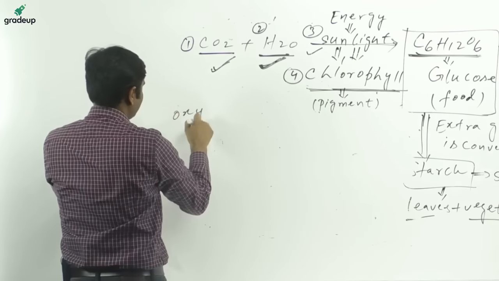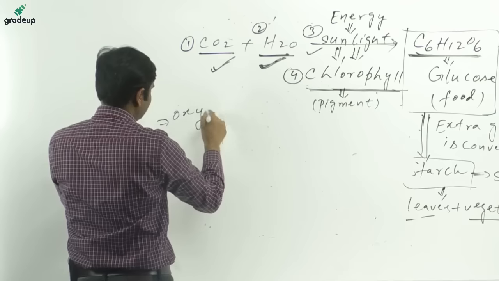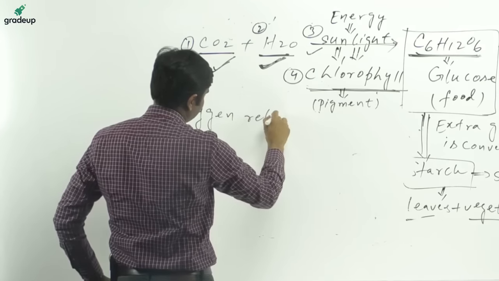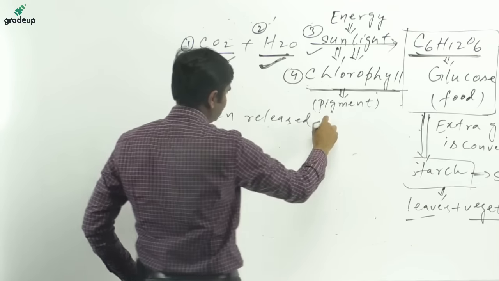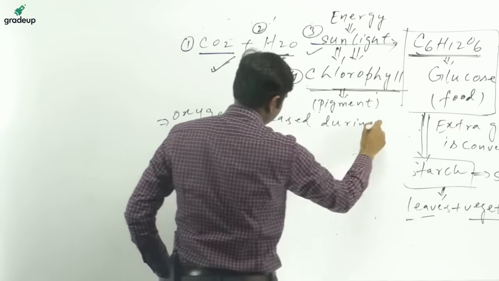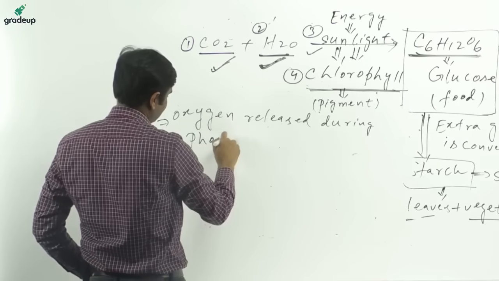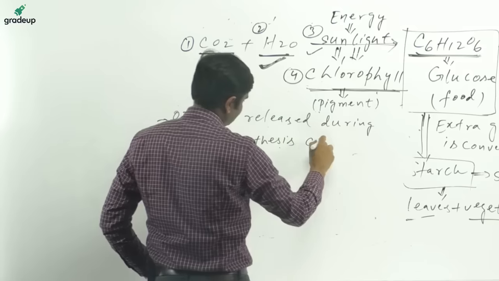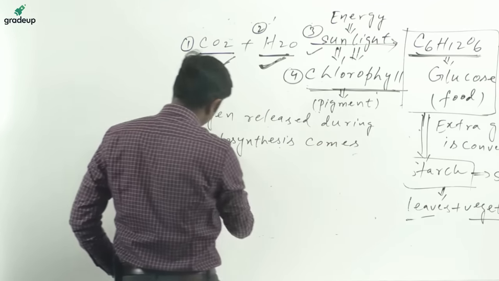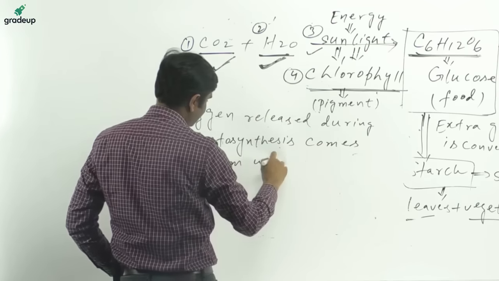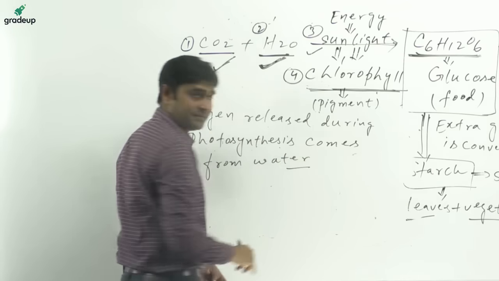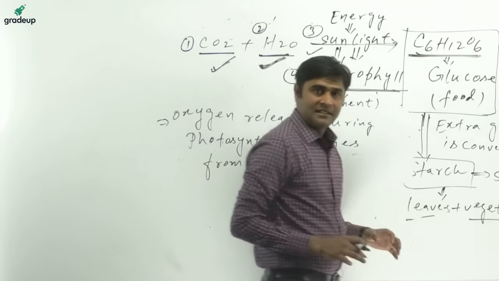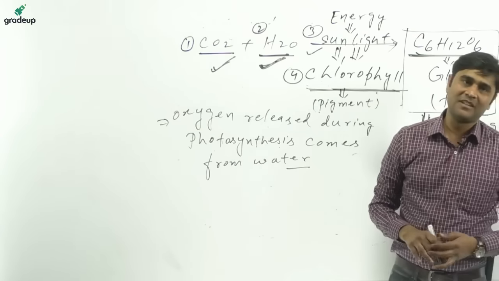So the right answer is water. We can say that oxygen released during photosynthesis comes from water. Water is the right answer, guys. CO2 is the wrong answer, guys.